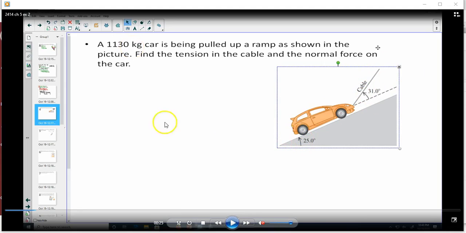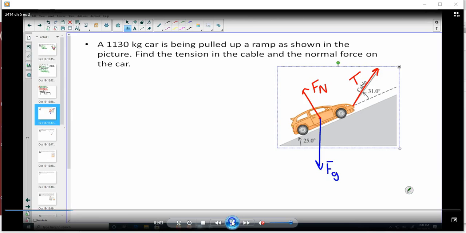We know the mass of the car, and we want to determine the tension in the cable and the normal force that's on the car. So to do this, we've got to write two equations for the x and y dimensions of this situation. Aside from the normal force and the tension on the cable, assuming no friction, the only other force that's acting on the car is the force due to gravity.